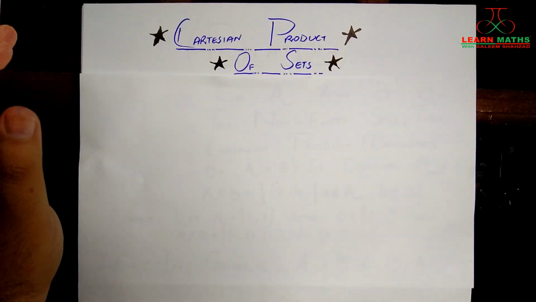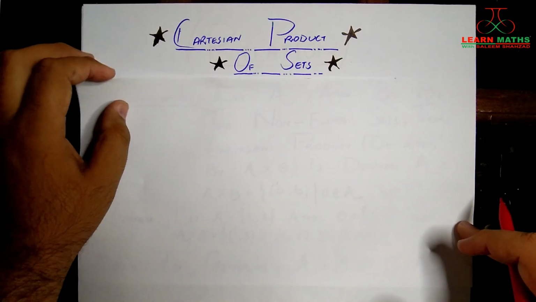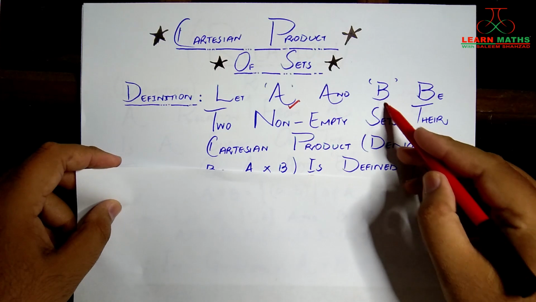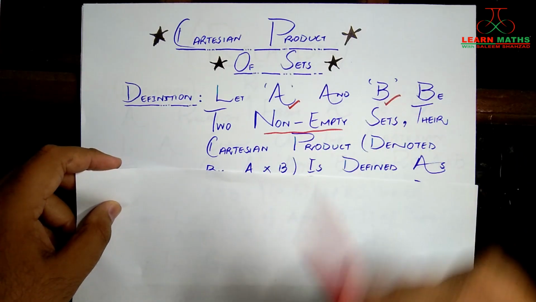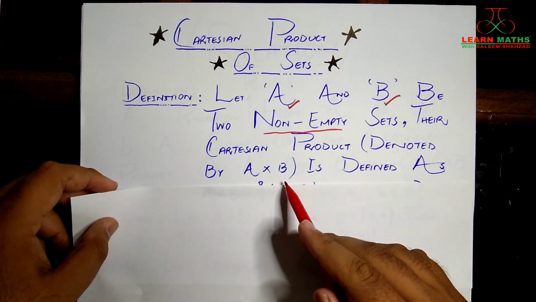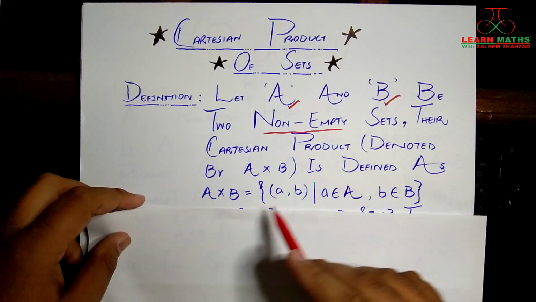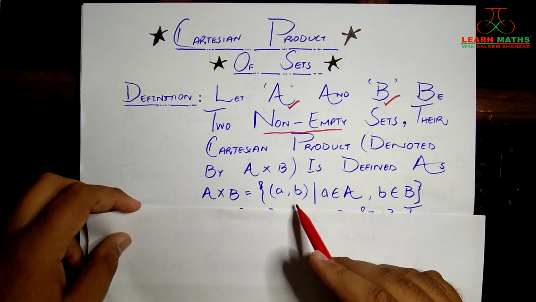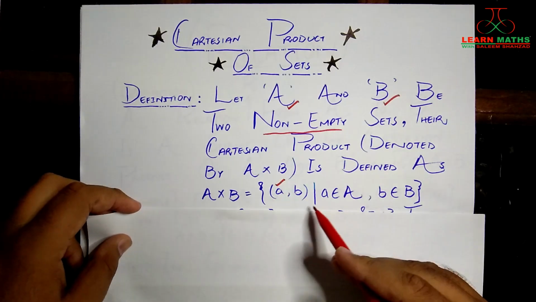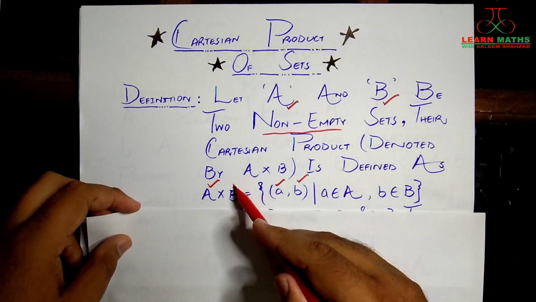And now we are going to talk about the very elementary concept of the Cartesian product of sets. So let us say you have two sets A and B, and they are non-empty sets. Then their Cartesian product, which is denoted simply by A cross B, is defined as follows. This product consists of ordered pairs. It will be a set of ordered pairs where the first element, a, will be from the first set A, and the second element, b, will be from the set B.